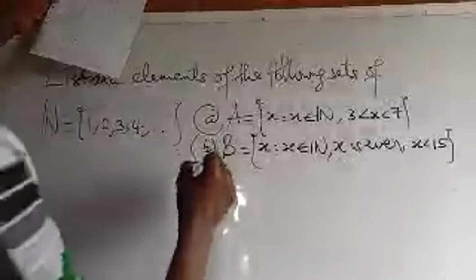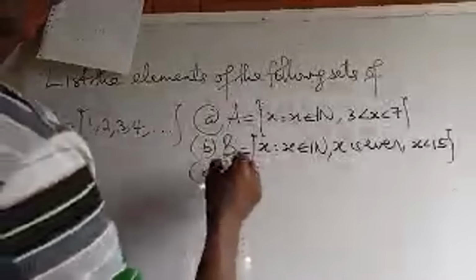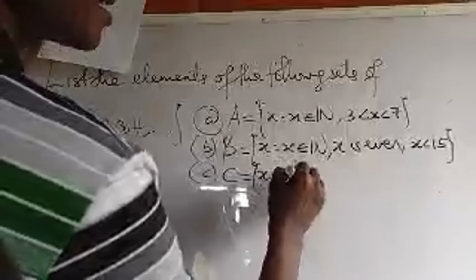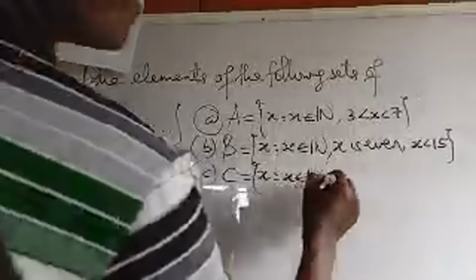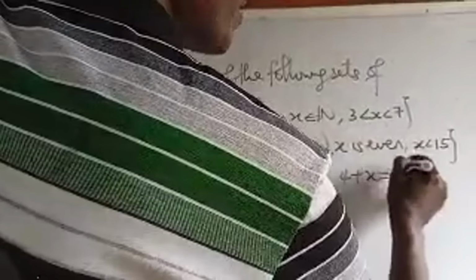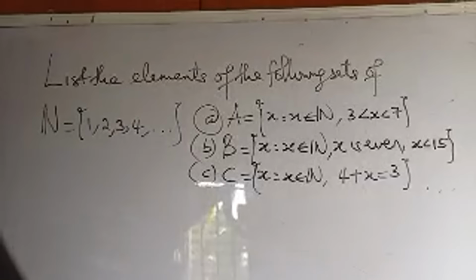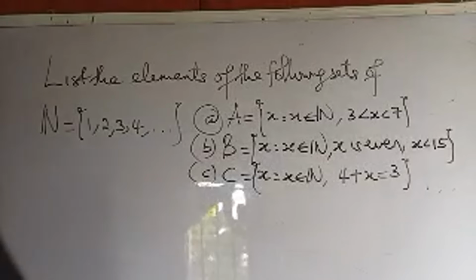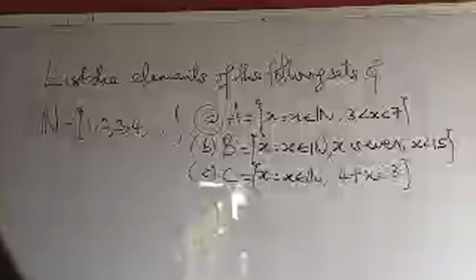Okay. Now the third one, C. C is also a set X such that X is a natural number, then 4 plus X is equal to 3. Let's look at this. We are asked to list the elements of the following sets. What we are doing here is we want to show whether the properties of builder notation are well defined or not as regards each set.